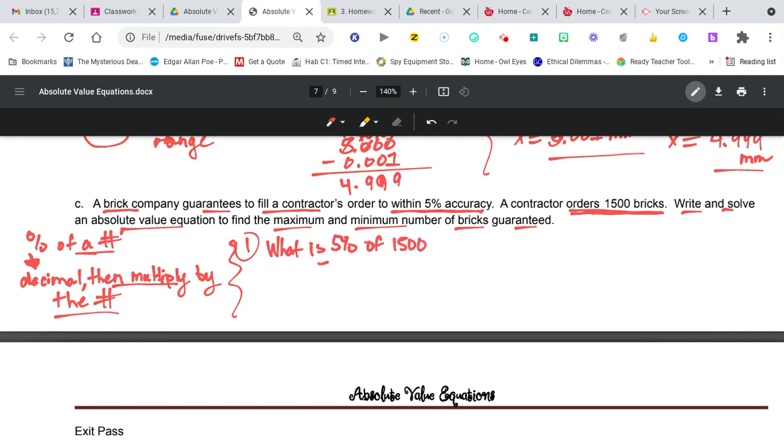So what I'm going to do is drop the percent on the 5 and move the decimal 2 places to the left. And I'm going to multiply 0.05 times 1,500. So we'll multiply that out. All right, so we have 1,500 times 0.05. That's going to be 75 bricks, guys.